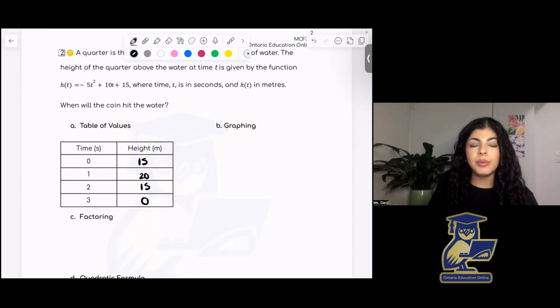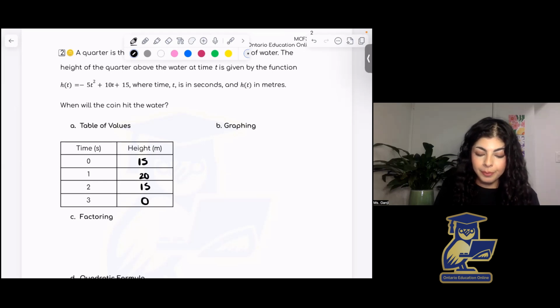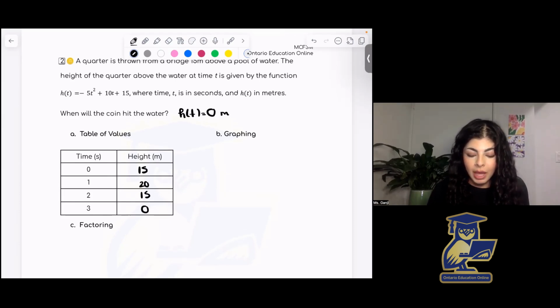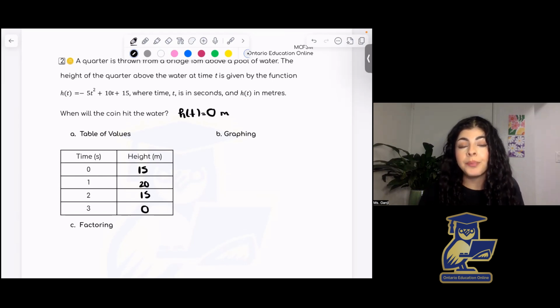So from the table of values, I already have my answer. When will the coin hit the water is pretty much when the height is at 0 meters. Here I see that when the time is 3 seconds, my height is 0. So at time 3 seconds is when the coin will hit the water.